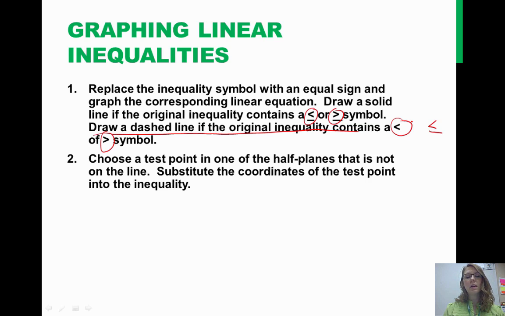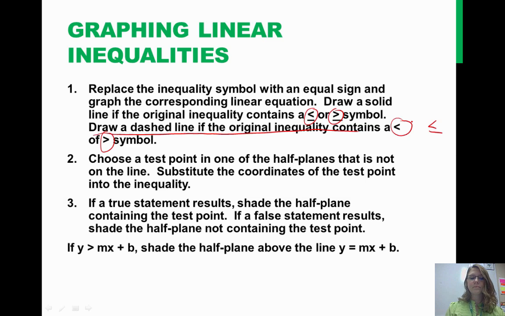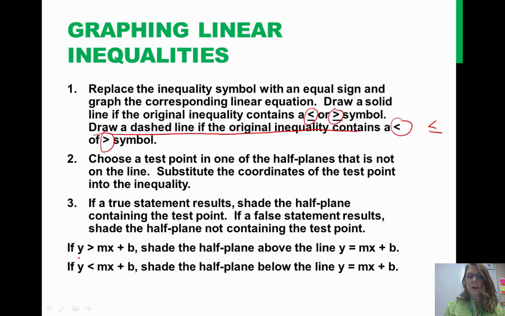Number 2, we're going to test a point on one side or the other of the line. We want to do that so we can see which side of the line to shade. So we'll substitute that point into the inequality to see if it's true or false. If it's true, we're going to shade the side of the line that the point was on. If it's not true, we'll shade the other side. The other thing you can know is if it's already solved in y equals mx plus b format, we will shade the top half if it's greater than. If it's less than mx plus b, we will shade underneath the line.